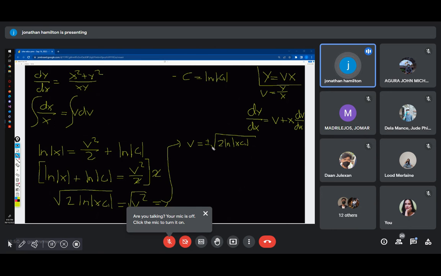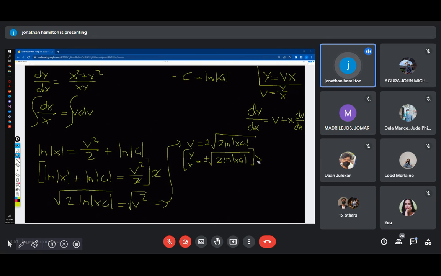So we also need to note that v is equal to y over x. So substitute this for y over x, which is equal to the positive or negative value of the square root of 2 ln of x and c1. Distribute the x to both sides, and we have our final answer: y is equal to x times the positive or negative value of the square root of 2 ln x plus c1. Since this is the value of y, this will become our general solution for the differential equation.